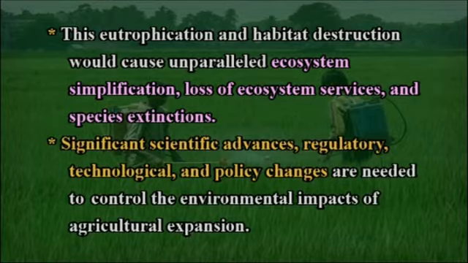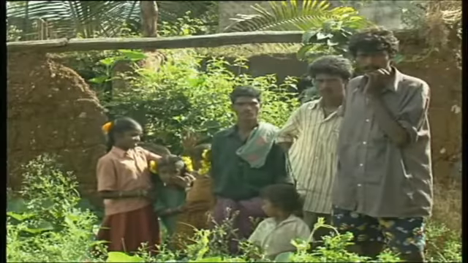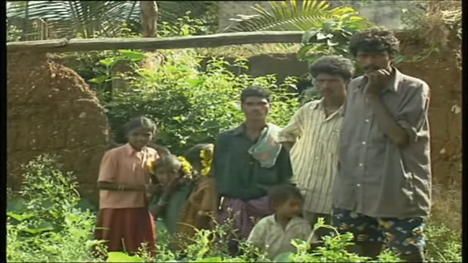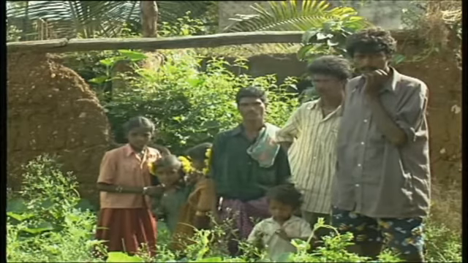Significant scientific advances, regulatory, technological and policy changes are needed to control the environmental impacts of agricultural expansion. There is now overwhelming evidence that some of these chemicals do pose potential risk to humans and other life forms and unwanted side effects to the environment. No segment of the population is completely protected against exposure to pesticides and potentially serious health effects.